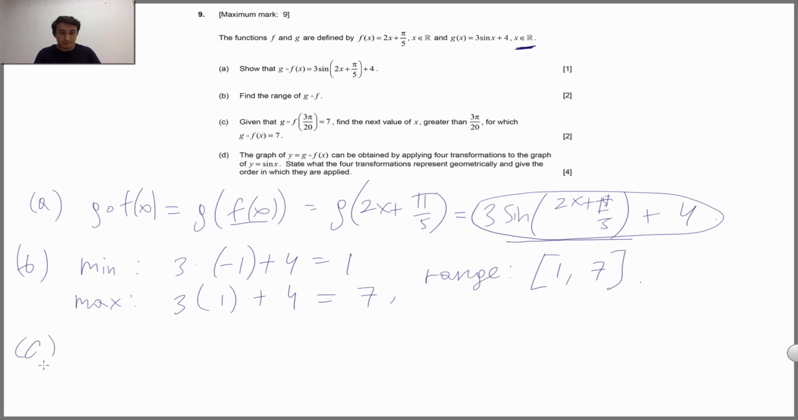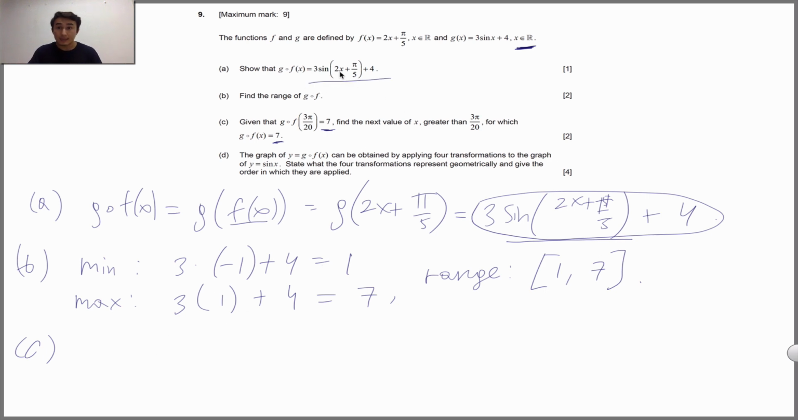Part C. Given that g of 3 pi over 20 is 7, find the next value of x greater than 3 pi over 20 for which g of fx is 7. So to solve this question, we can actually find the period first. And then, since we have 7 here and 7 there, the difference will be the period. So let's find the period of this function, g of f.